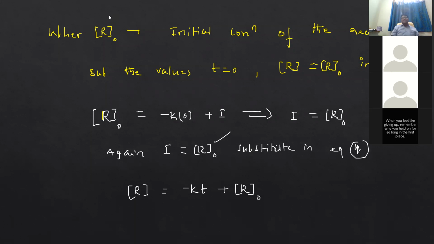Okay, so this is the integration value. After the integration, the concentration of R is equal to minus KT plus R naught. So here the final value is: concentration of R is equal to minus KT plus R naught. This can be written as concentration of R naught minus concentration of R is equal to KT.